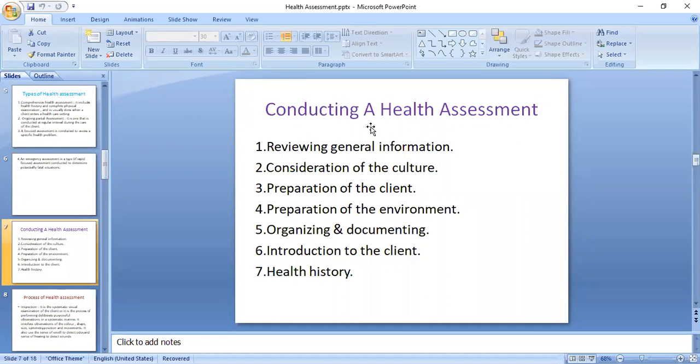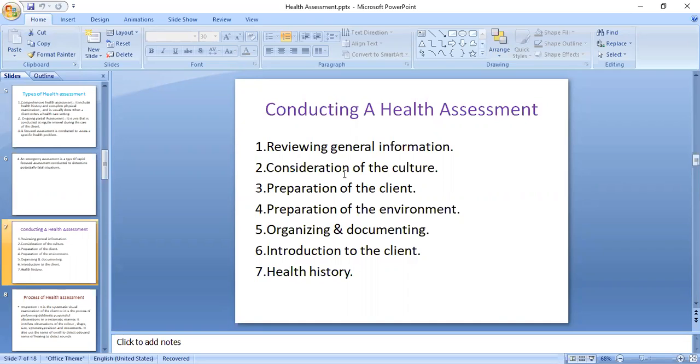We have to collect all the information from primary or secondary sources. Primary means the client only, and secondary means other healthcare persons, the family members, or his previous prescription of treatment plan. And then consideration of the culture. We have to respect the culture, and by following that only, we have to go for health assessment. So cultural sensitivity is very important.